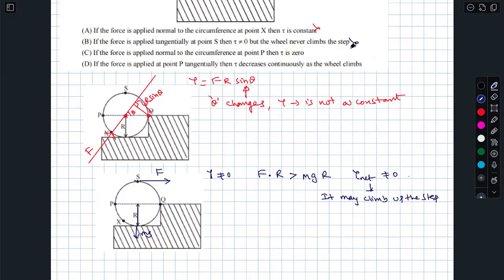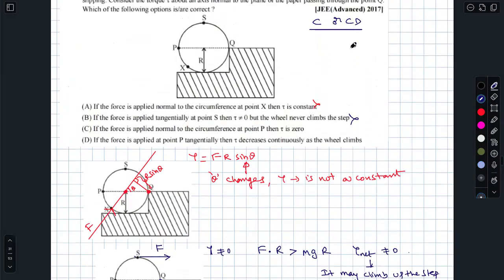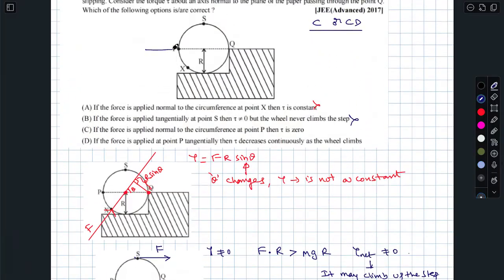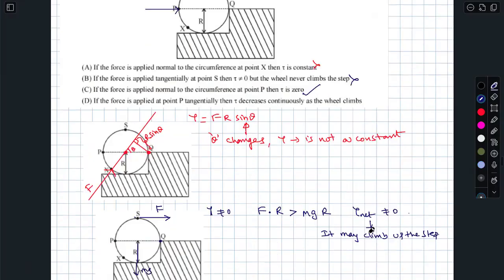This is wrong. If the force is applied normal to the circumference at point P, undoubtedly, if you apply force here, this is 0. ఇప్పుడు ఏ చేసినా చేయకపోయినా బి చేసినా చేయకపోయినా సి ఎవరైనా చేయగలుగుతారు. ఇప్పుడు ఈ ఎగ్జామ్‌లో సి పెట్టి మీకు ఏమి తెలియదో వదిలేస్తారు. ఈ ఆప్షన్స్‌లో యూ విల్ గెట్ సి కరెక్ట్ undoubtedly. You'll get 4 marks. Next, if the force is applied at point P tangentially, then tau decreases continuously as the wheel climbs.